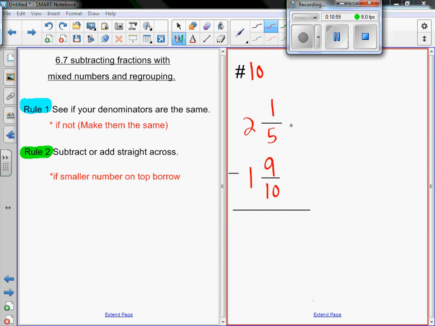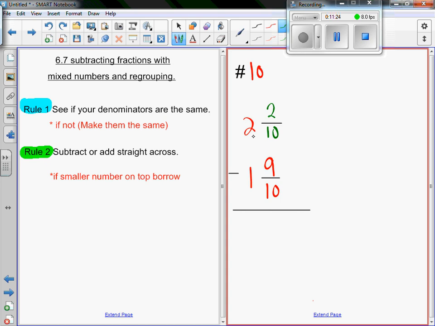Alright, double time just so we can get this done. This is number 10. See if your denominators are the same. No, they're not. So I need to make them the same. Since 5 fits into 10, I'm going to make 10 the denominator. 5 times 2 is 10, so 1 times 2 is 2. My top becomes 2, my bottom becomes 10. So I have 2 tenths.